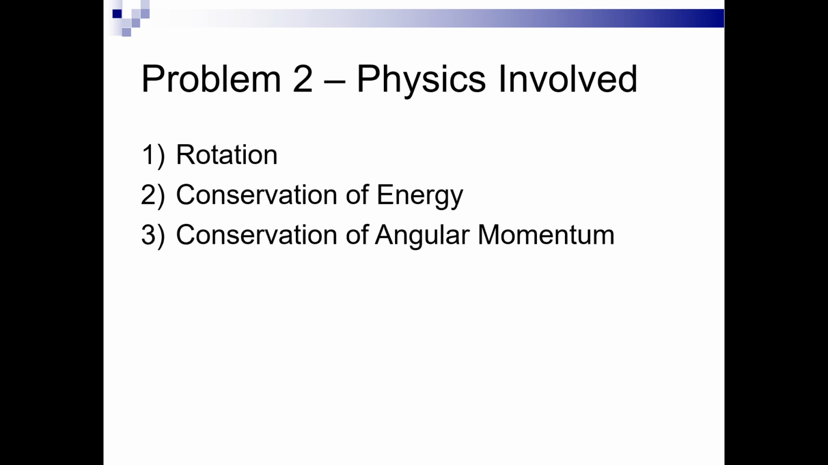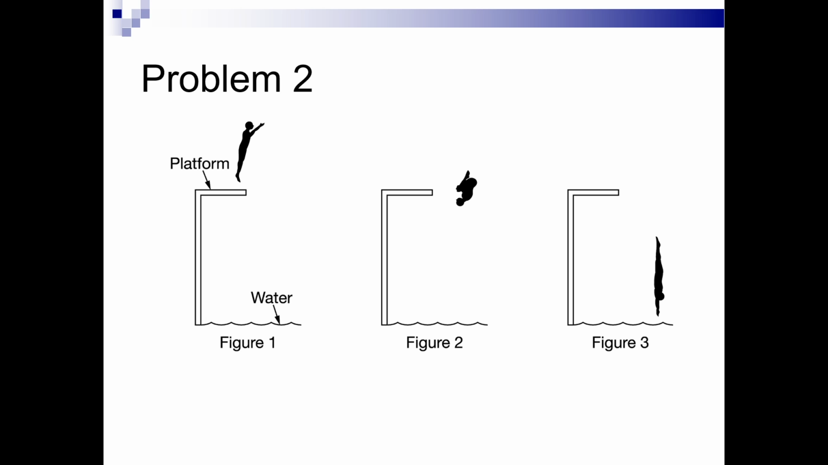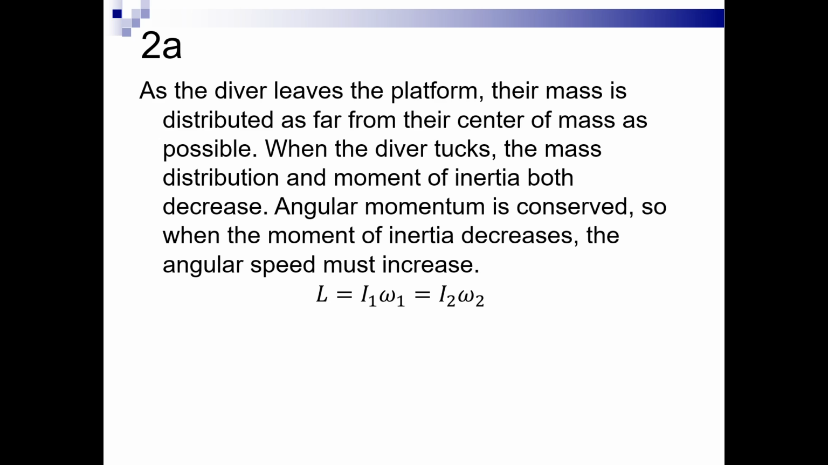And that's the same idea as when I was spinning around on that chair, and I had the books and would go back and forth to kind of change what was happening. But it says, in this case, why is the person rotating faster in figure 2 than they are in figure 1 and figure 3? So the idea is, for 2a, here's my written response.